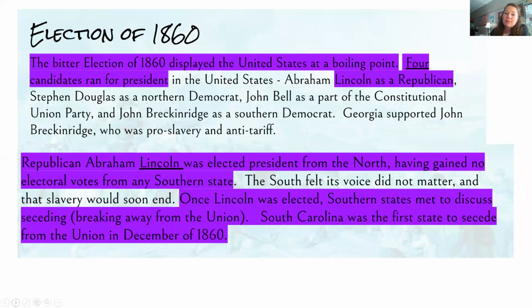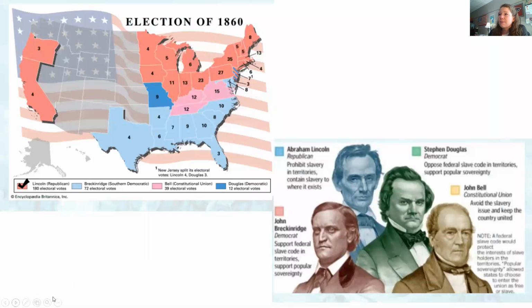And Abraham Lincoln was elected. His name wasn't even on the ballot in the South. In any Southern state, he didn't get a single vote, and he still won the presidency because the Democratic vote was split, and because John Bell basically carried, I think, 2, maybe 3 states total. So Abraham Lincoln won. So let's look at this map.